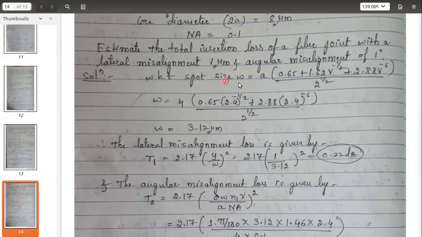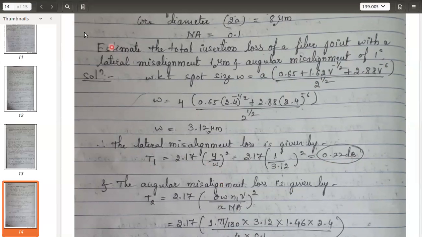Now, what is omega? Omega is equal to a times (0.65 + 1.62 V^(-3/2) + 2.88 V^(-6)), where the V number is given to you, divided by root 2. Substitute for V and a, and you will get 3.12. Once omega is known, you can substitute it into the formula, with a by omega, 3.12 squared, and you will get 0.22 dB. This is your lateral misalignment.